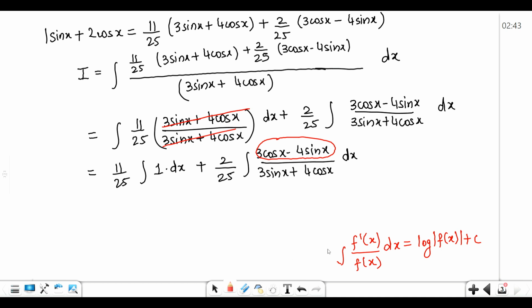So the final answer would be 11 upon 25, and the integration of 1 would be x, plus 2 upon 25, and here we have the original function in the denominator, so this will be log of mod 3 sin x plus 4 cos x plus c. So this is how we have solved the first kind of problem.